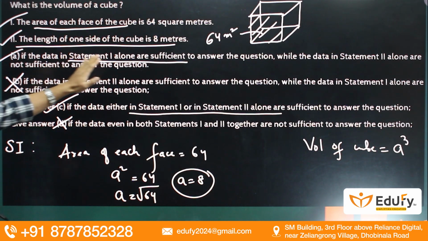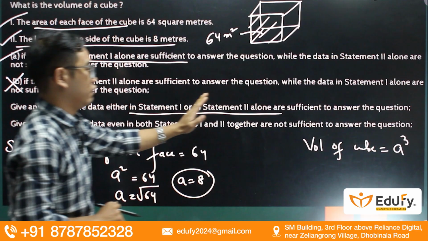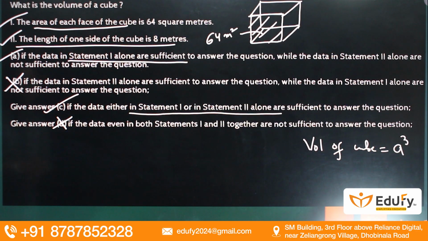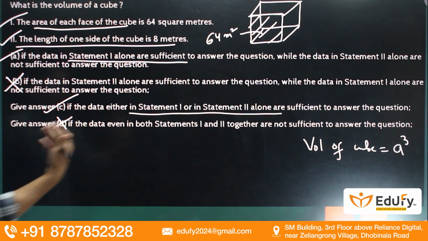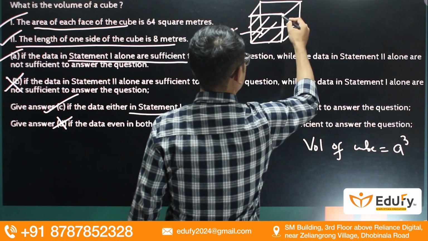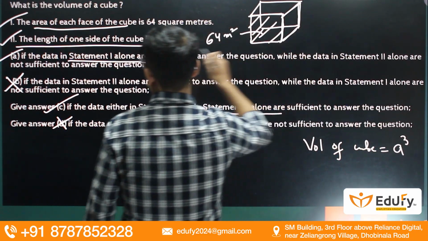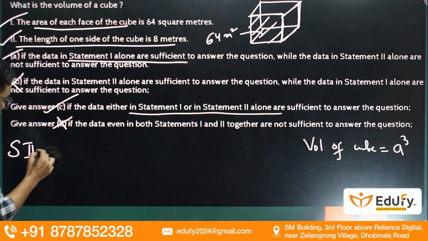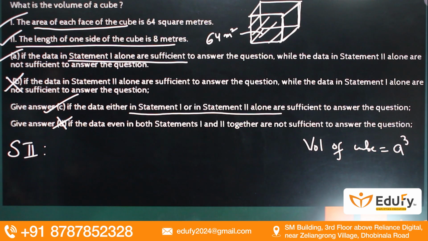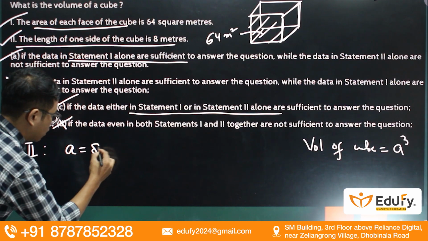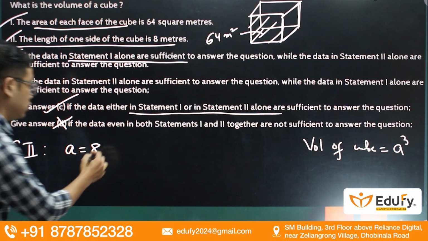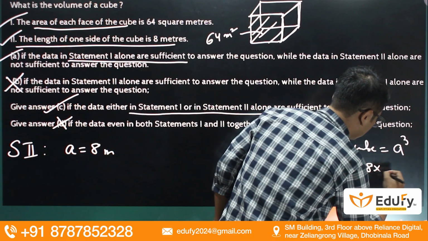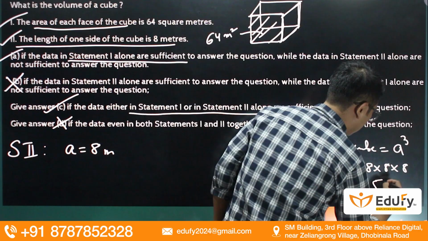Here statement 1 alone is given, and here too, but here I have been given statement 2 as well, so I will check statement 2. Statement 2 says the length of one side of a cube is 8 meters. These are called the sides. Since it's a cube, all the sides are the same, so the value of a is directly 8 here. Using the volume of a cube formula, 8 into 8 into 8, I'll get 512.